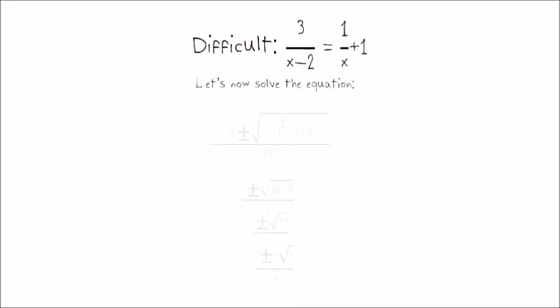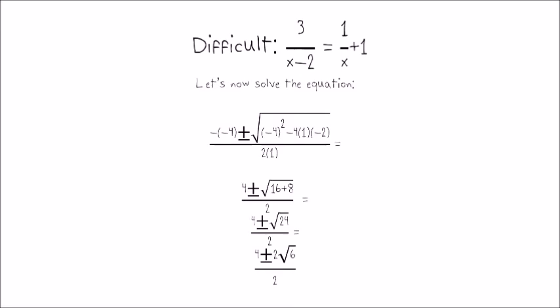Let's now solve the equation. So basically, negative times negative 4 plus minus square root of negative 4 raised to the second power minus 4 times 1 times negative 2 all over 2 times 1 will become 4 plus minus square root of 16 plus 8 all over 2, which will then also become 4 plus minus square root of 24 all over 2. The square root of 24 will become 4 plus minus 2 square root of 6 all over 2.